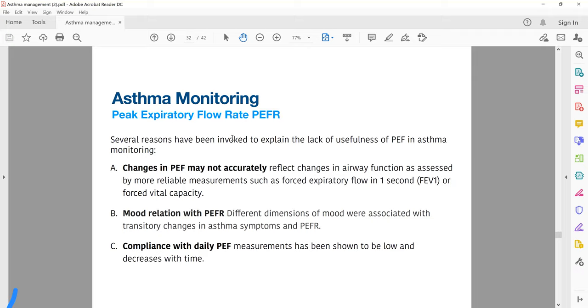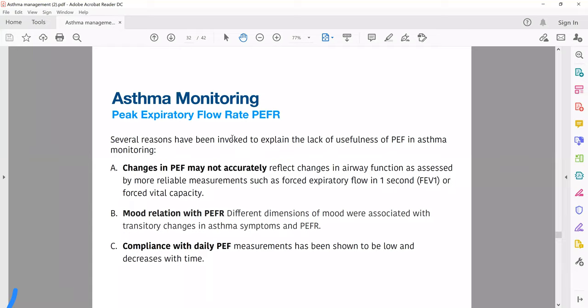There is a study published in 2017, I think. The author maybe was a little biased, but he just listed the disadvantages of peak expiratory flow rate, so I took it. He said that it's not useful at all and it should not be used, but it's addressed in the guidelines, using peak expiratory flow rate as a monitoring device, in the MOH guidelines and also in GINA 2020. The first disadvantage is that the change in peak expiratory flow is not accurate, and it's well known. It's not as accurate as the forced expiratory volume in the first second or forced vital capacity.